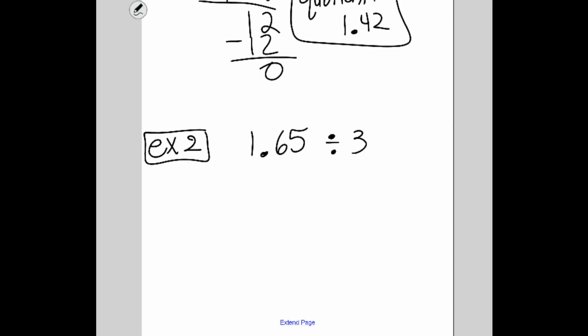All right. So like before, we need to set up our house. We have our dividend inside the house. We have our divisor outside the house. Again, since our divisor is just a whole number, there's no decimals to worry about in our divisor, so we just put our dividend decimal up on the roof so it can be a part of our answer and we don't forget. And then let's get our 3 multiples.